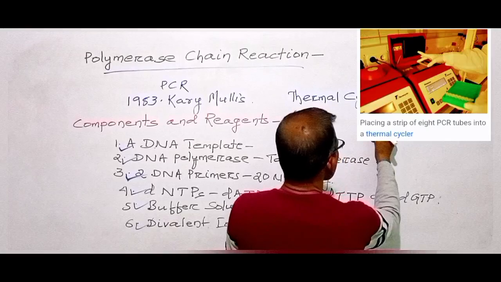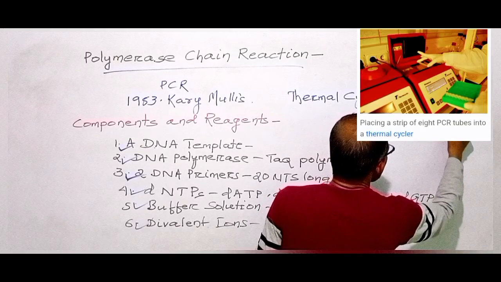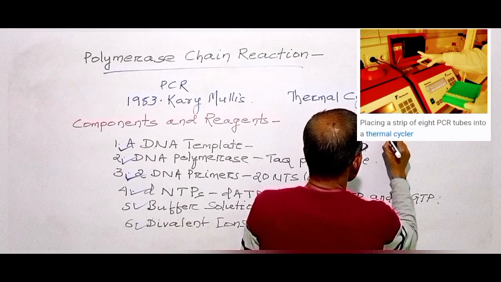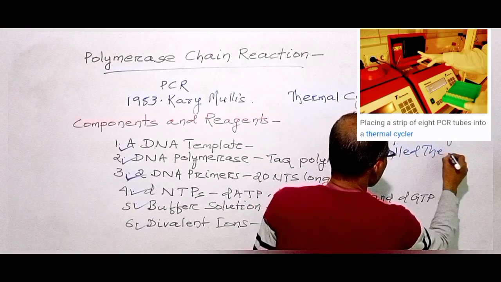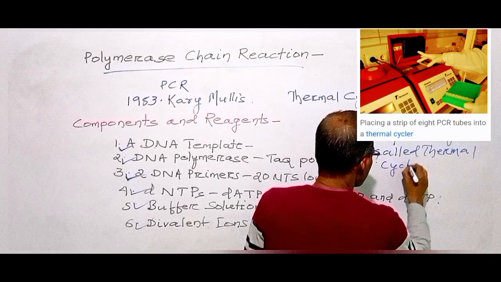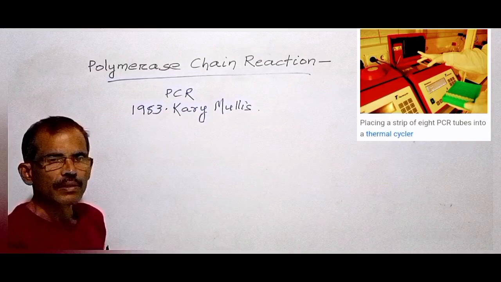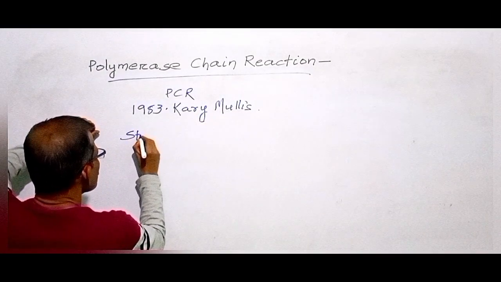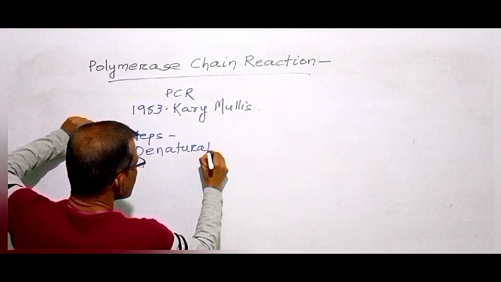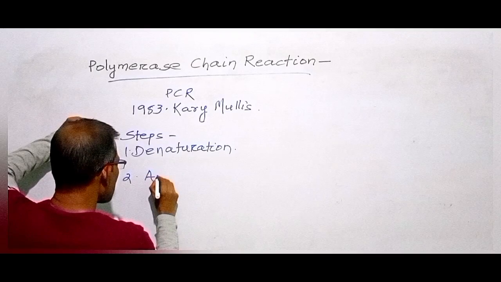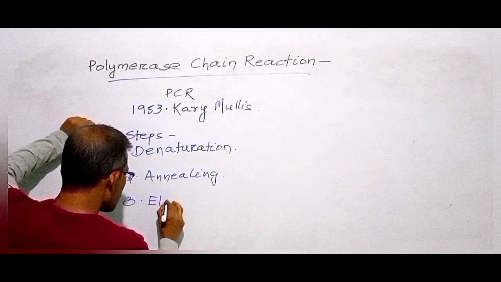Typically, a PCR consists of a series of 20 to 40 repeated temperature changes called thermal cycles. Each cycle consists of 2 or 3 different temperature steps. The basic steps of PCR are as follows. Number 1, denaturation. Number 2, annealing. And number 3, elongation.